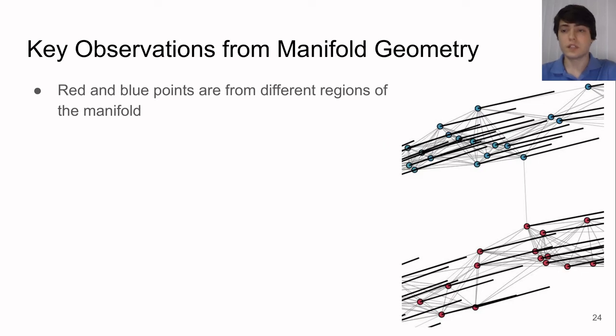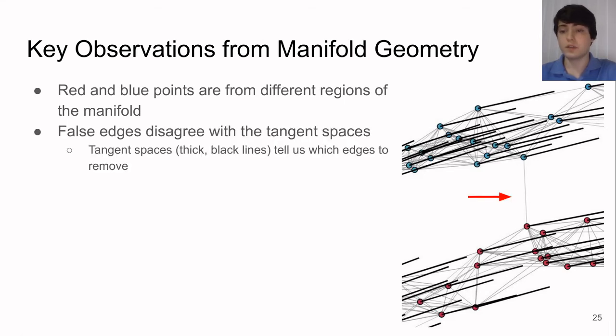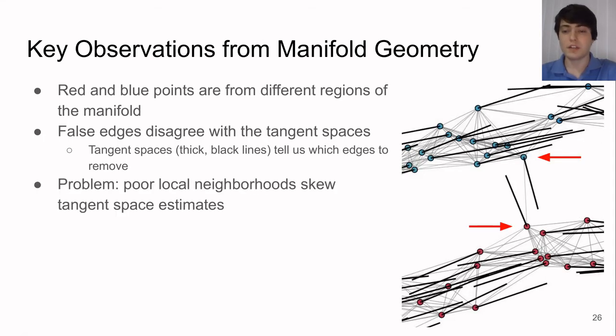Let's take a closer look at this kind of manifold. In this case, the blue and red points are from two different regions of the manifold, and there's a false edge connecting them. If we look at the tangent spaces, which are the black lines at each point, we can see that the false edge is almost perpendicular to them. They're very dissimilar. So if we can estimate the tangent spaces at each point, that can tell us which edges need to be removed.